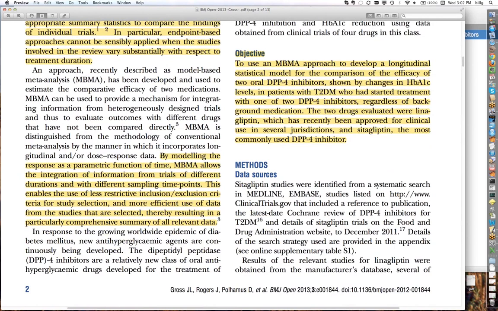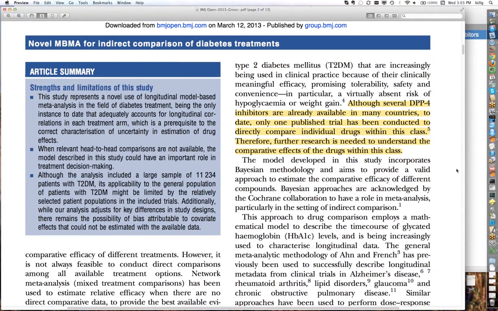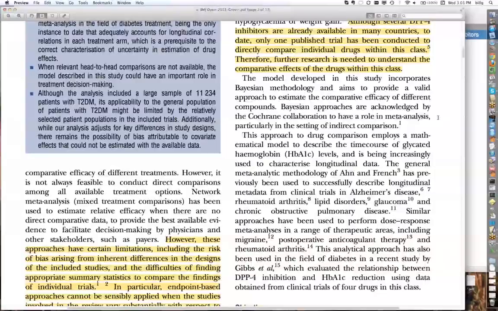And then this is sort of some of the same story. So what is it saying here? By modeling the response as a function of time, model-based meta-analysis allows integrating information from trials of different durations, different sampling time points, and enables the use of less restrictive inclusion-exclusion criteria for study selection and more efficient use of the data from the studies, and so on, basically arguing that we can incorporate a more heterogeneous collection of studies and still get valid comparisons.